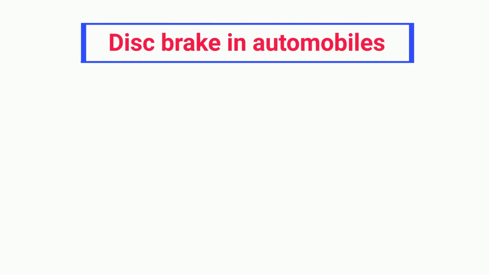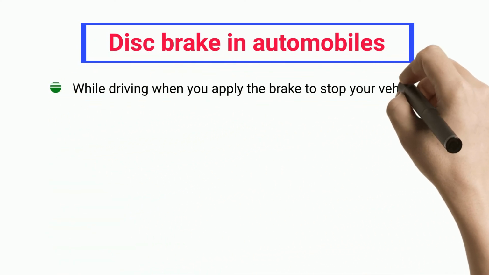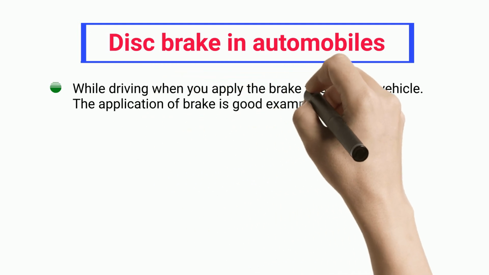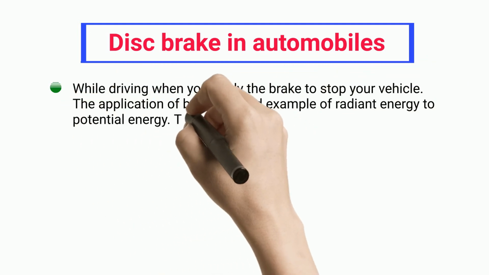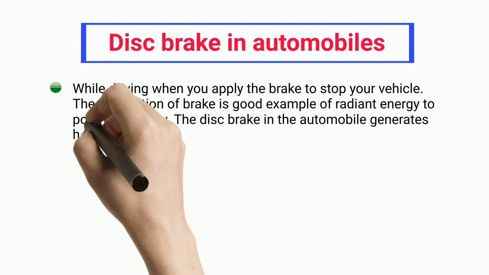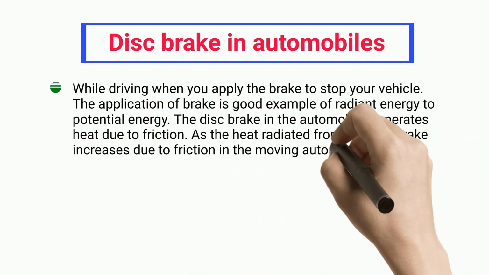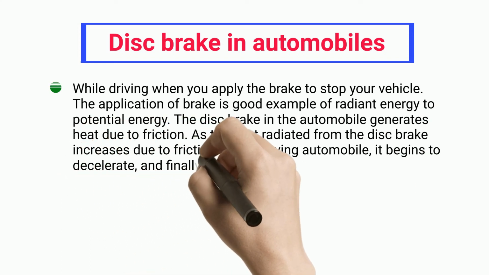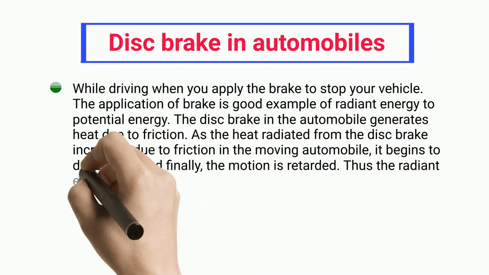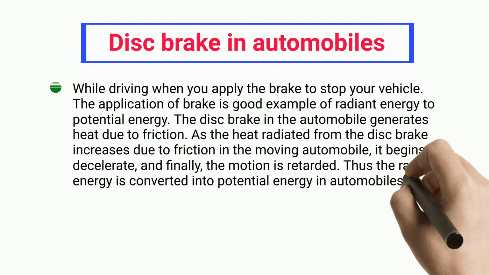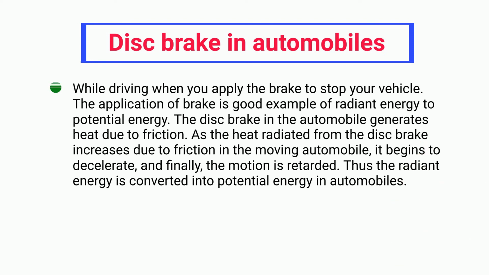Disc brake in automobiles. While driving, when you apply the brake to stop your vehicle, the application of brake is a good example of radiant energy to potential energy. The disc brake in the automobile generates heat due to friction. As the heat radiated from the disc brake increases due to friction in the moving automobile, it begins to decelerate, and finally, the motion is retarded. Thus, the radiant energy is converted into potential energy in automobiles.